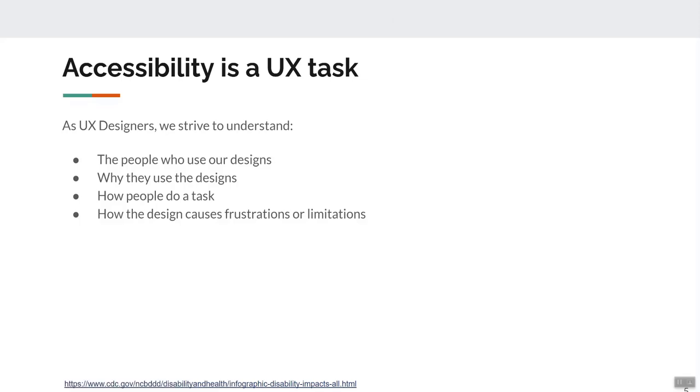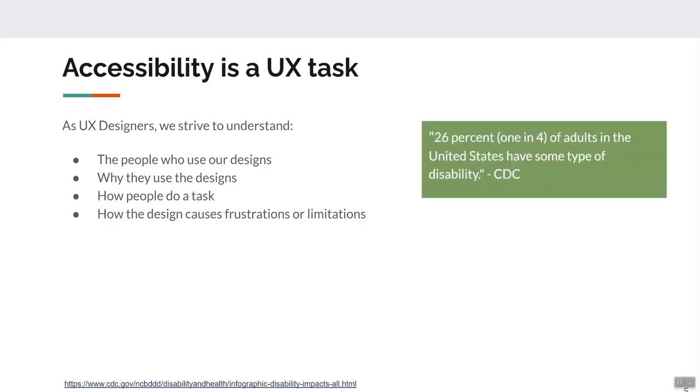Why do I think accessibility is a UX task? Well, as designers, we want to understand the people who use our designs, why they use the designs, how they do their task with our designs, and what frustrations they encounter when using our designs. And when we're designing, we're often thinking about the typical user. But if we look at this quote from the CDC, 26% of adults in the United States have some type of disability, meaning that our designs might not be that useful, usable, efficient, or effective for all of our users.